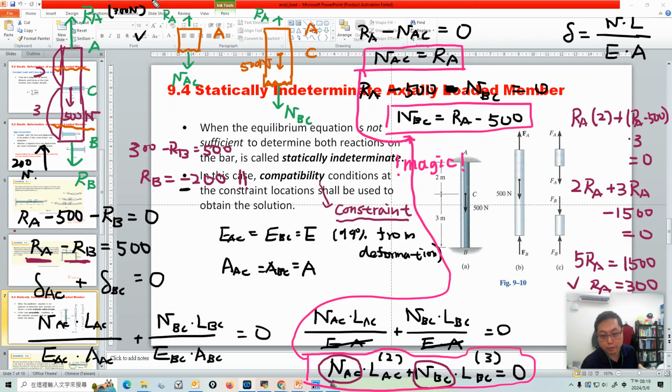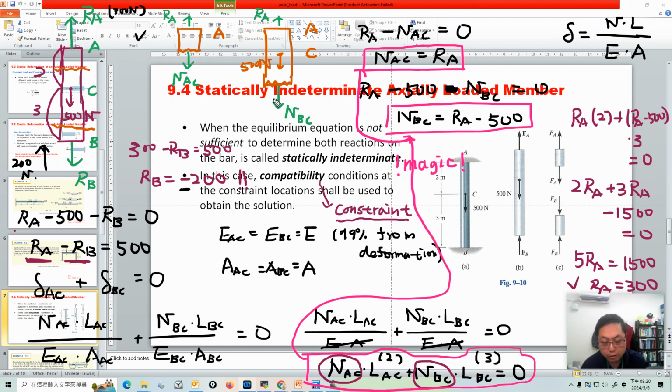Once again I want to address that if you don't know the direction of the force, you just assume everything is tension, especially in axial loading problems. This won't hurt your answer. You will get the same result. So that's the typical statically indeterminate problem.